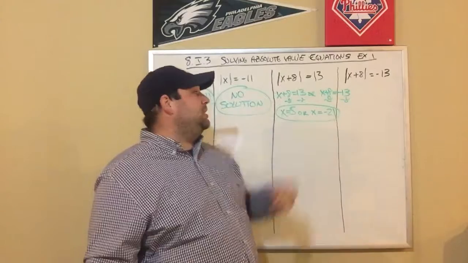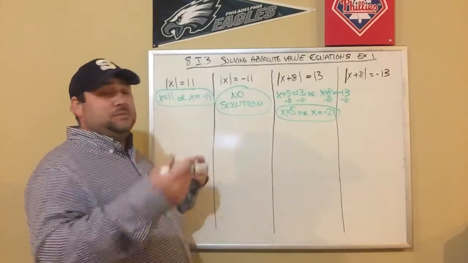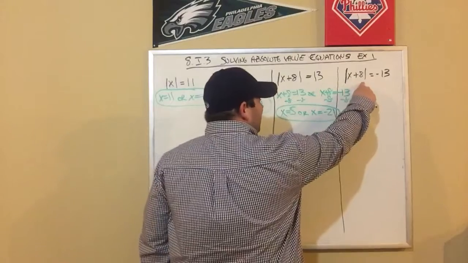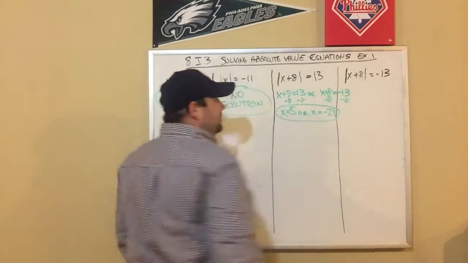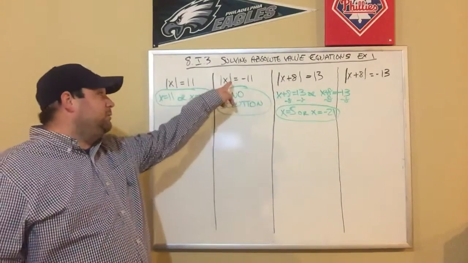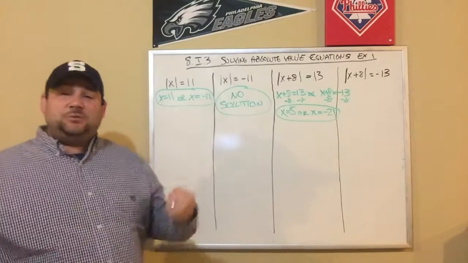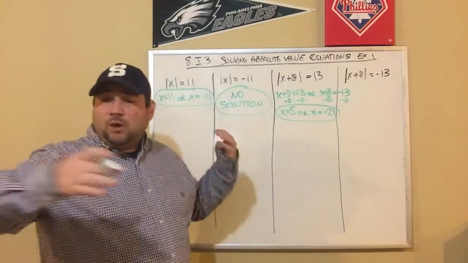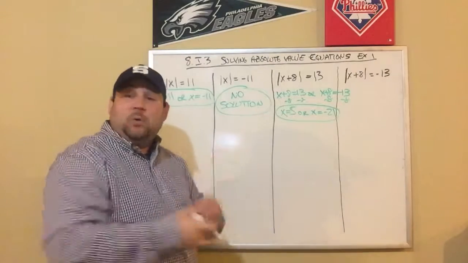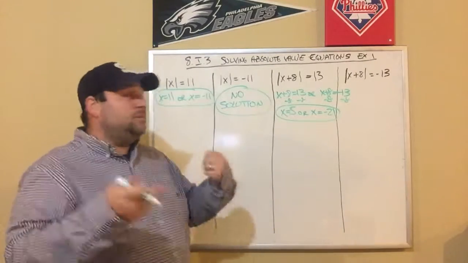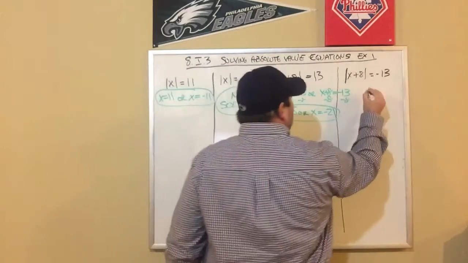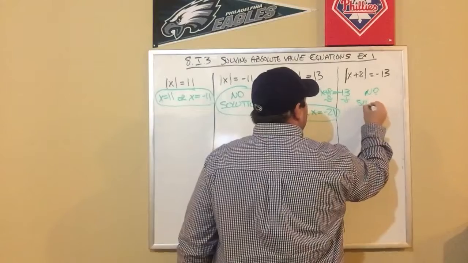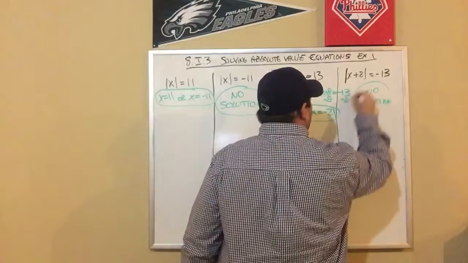So let's look at our last one here. Absolute value of x plus 8 equals negative 13. So what we're doing here is some number plus 8. We take the absolute value and it equals negative 13. But remember on the second one, we talked about absolute value cannot equal a negative number. So even though this is an x plus 8 inside, no matter what x is, when we do that x plus 8 and take the absolute value, it's going to be positive. So this is not possible. Absolute value cannot equal a negative number. So this is no solution as well.